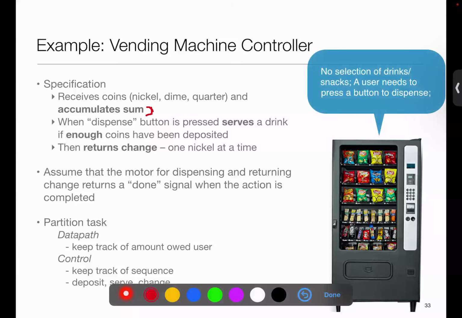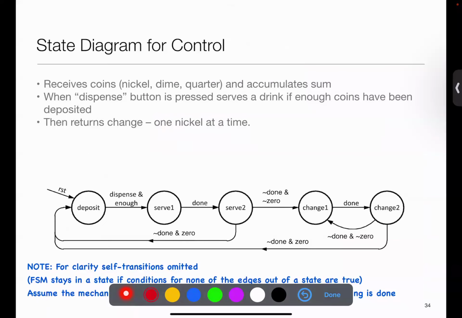So there's a single ring. The user has to press a button, and coins are returned a nickel at a time. So let's try to design this.